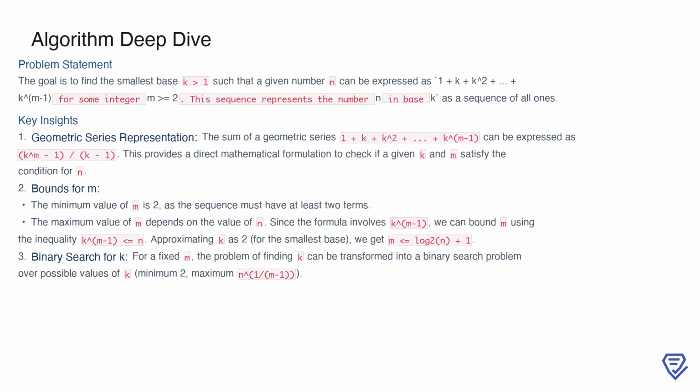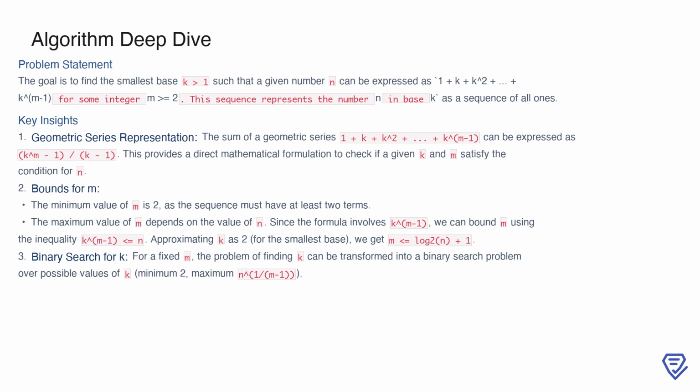The problem we're tackling is to identify the smallest base k greater than 1, such that a given number n can be expressed in the form of a sequence of all ones, 1 plus k plus k squared and so on, up to k^(m-1), where m is at least 2. This means we're essentially representing n in base k, where every digit is 1. To solve this, we rely on the mathematical representation of a geometric series.